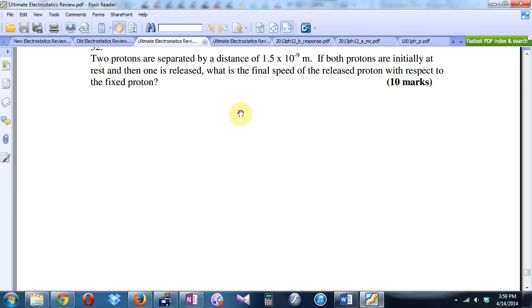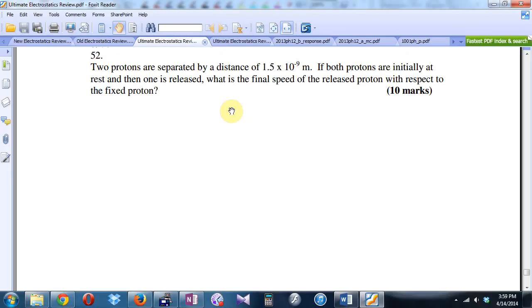2 protons are separated by a distance of 1.5. Okay, 2 protons separated. If one is released, it's going to repel, yes? What's its final speed? I guess we're saying how fast is it going when it gets to infinity? What's its final potential energy when it gets to infinity? You know what? I don't think this is that bad. I think this is a change in height, change in speed. This is a job for conservation of energy, I think. I don't know, maybe.